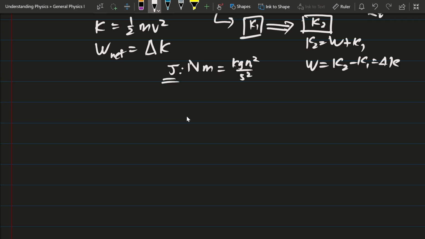But there are other units which we normally use. Sometimes we use calories. Sometimes we also use erg for the centimeter gram second system. And lastly, you could also use the electron volt, which deals with a very small amount of energy.